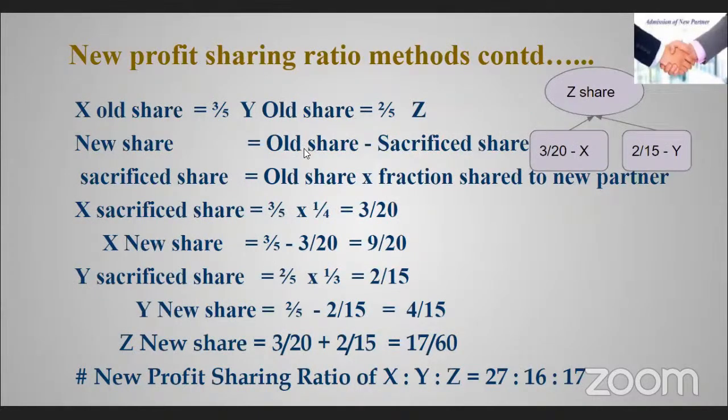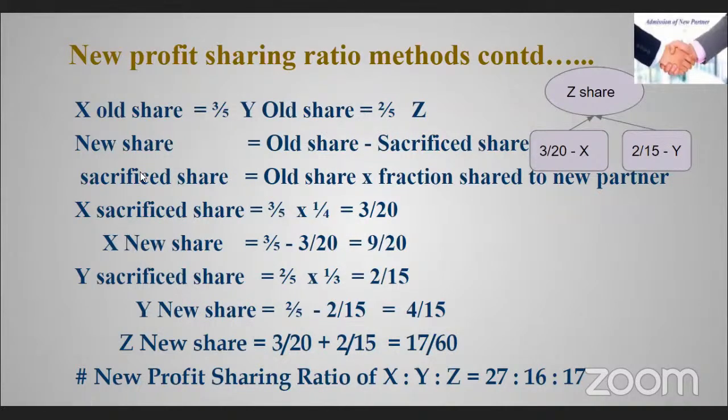Here you will have one multiplication and one subtraction. First, you are supposed to calculate the sacrificing share. Then you are supposed to calculate the new share. Okay, so now let us see. What is X's whole share? 3/5. And Y's whole share is 2/5. Z is getting 3/20th share from X and 2/15th from Y.